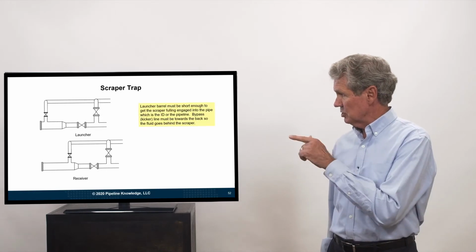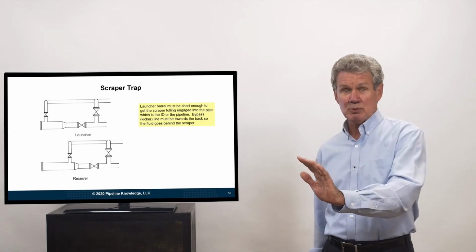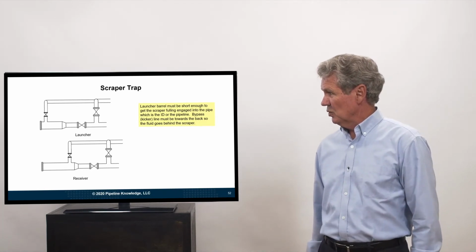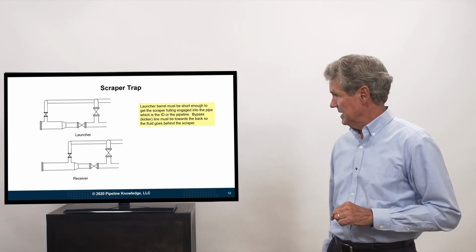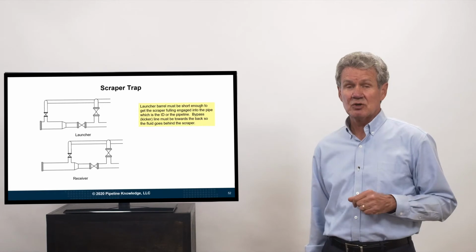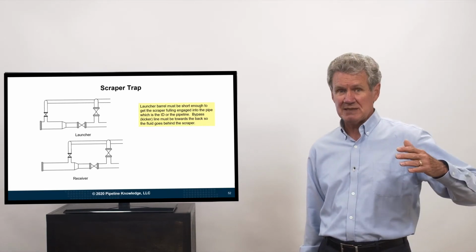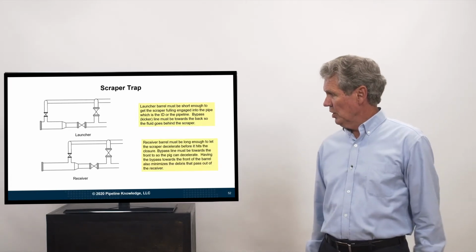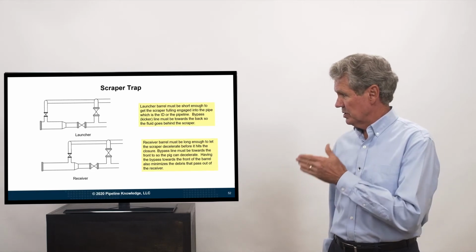So the scraper launcher barrel needs to be short enough so you can get that scraper pushed in, and it seats well into that line where that's the ID of the main line. The bypass, sometimes called the kicker line, is located towards the back of the barrel because we need to get back behind that pig and push it out. On the receiver, the kicker line is towards the front of the barrel.